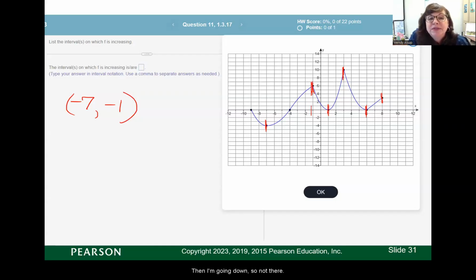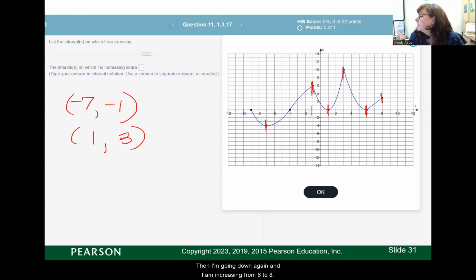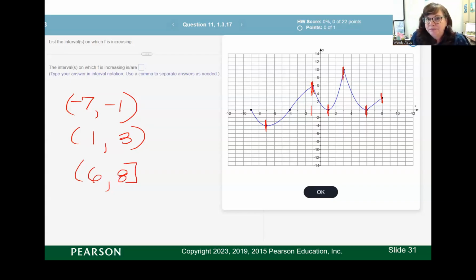Then I'm going down, so not there, but I start increasing again at 1 on the x, and I increase until I get over here to 3 on the x. So 1 to 3. Then I'm going down again, and I am increasing from 6 to 8. I am not sure if they want a bracket or parentheses by the 8, but you can try both.